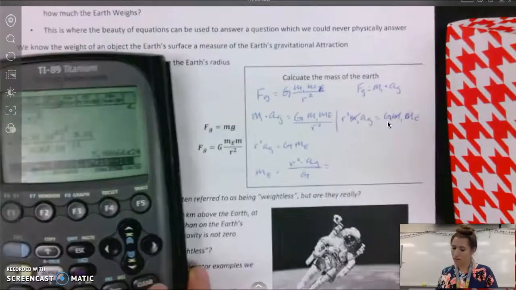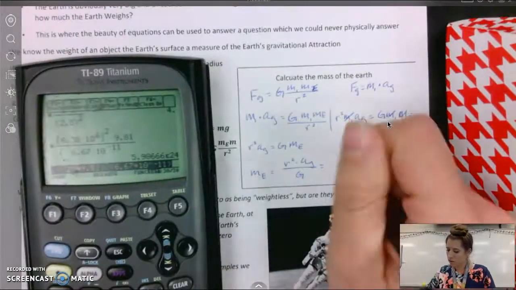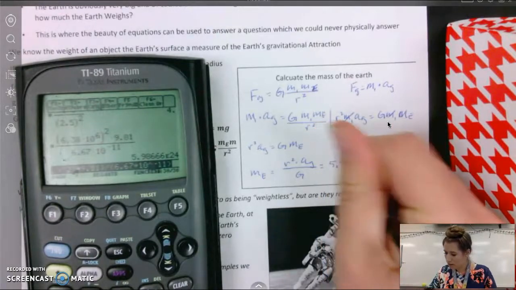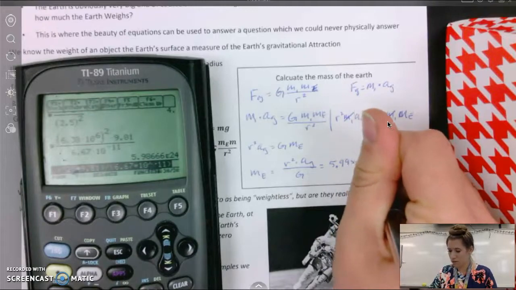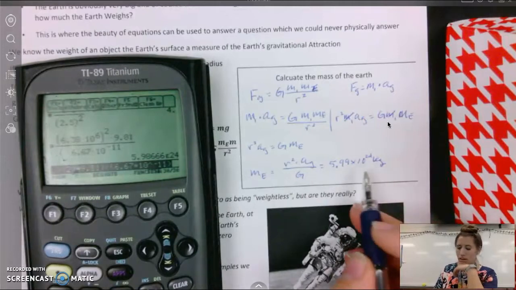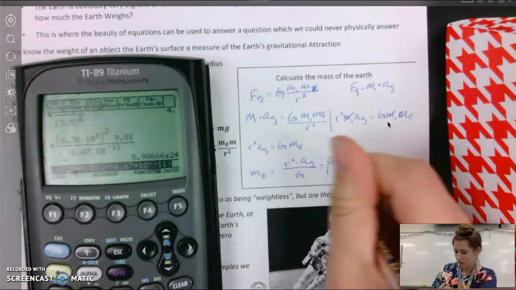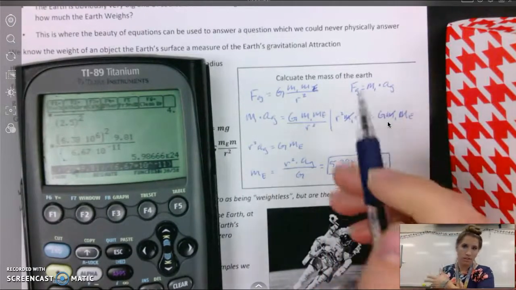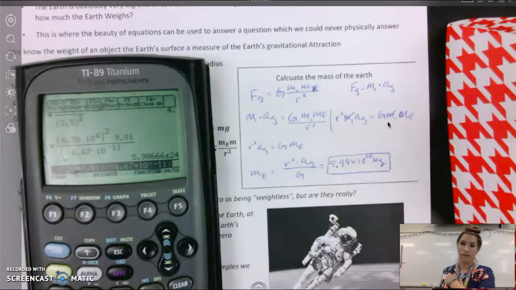Okay, and we get, let's see, working with 3 sig figs, a final answer of 5.99 times 10 to the 24 kilograms. Times 10 to the 24, that's huge. So really think of how massive the Earth is. And if you have some time, go compare it. Just Google mass of the Earth in kilograms, and it's really amazing how close that value actually is.